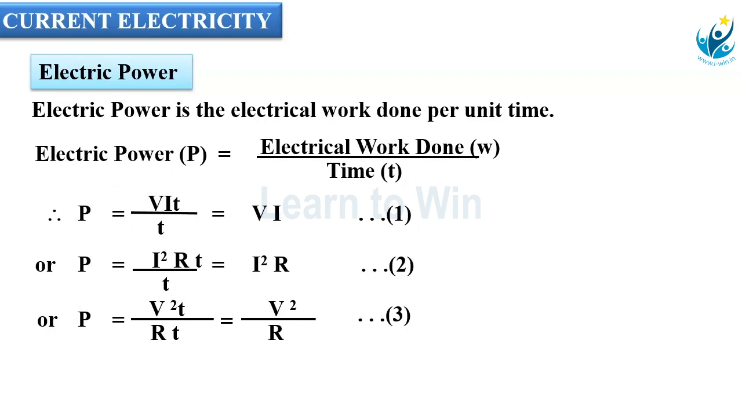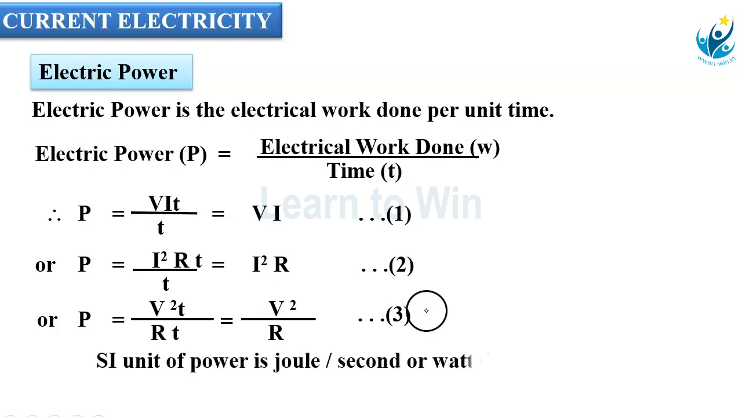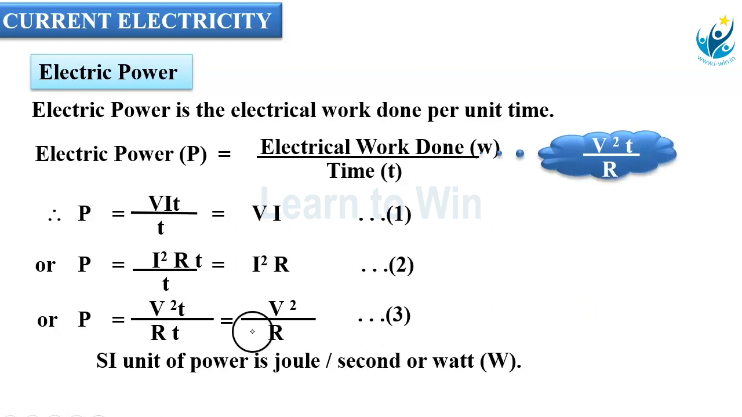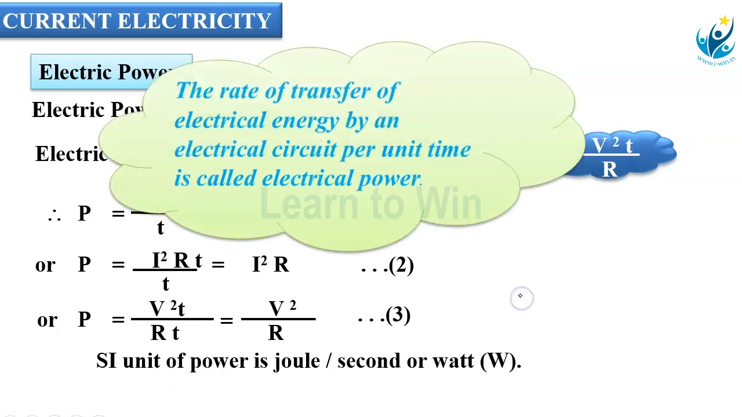What is power? The electric work done per unit time is called electrical power. SI unit of power is joule per second. Work done by time. Work done is measured in joule, time in second. So joule per second is also called watt. Here W equal to V square T by R by T, T and T cancel, V square by R you are getting.